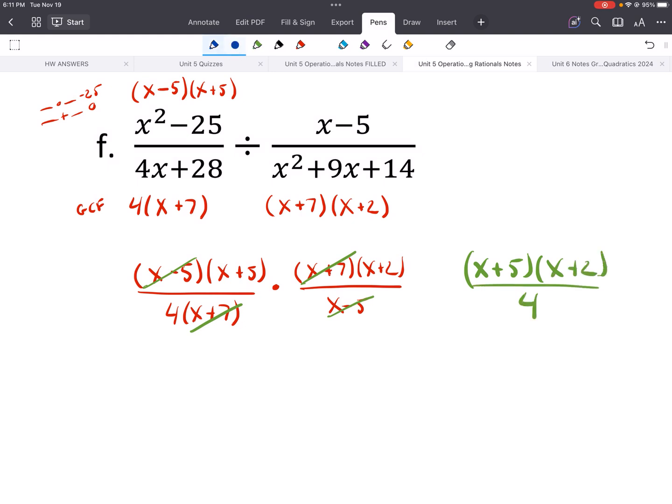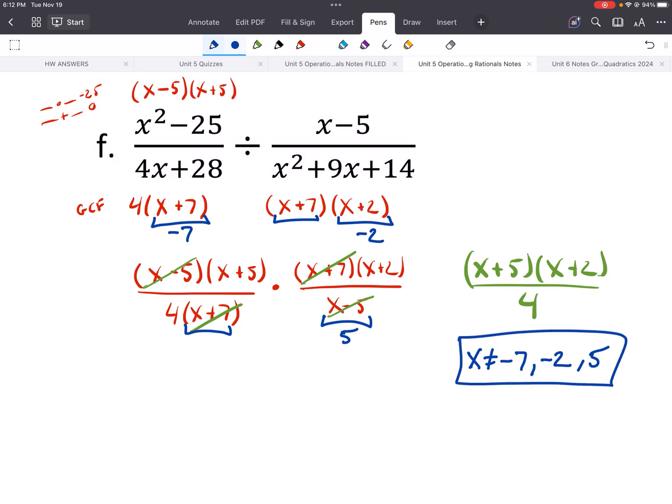Okay, and then our excluded values. So here again, look very carefully. Look at all of your denominators. So here this can't be negative 7. So we'll write negative 7. Here would be a negative 7. We already have that. We've got a negative 2. Okay. And here it cannot be a 5. And then we already did the negative 7. Okay, so check all your denominators. Make sure you get all of your excluded values.